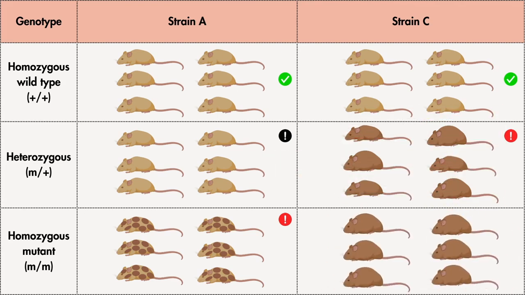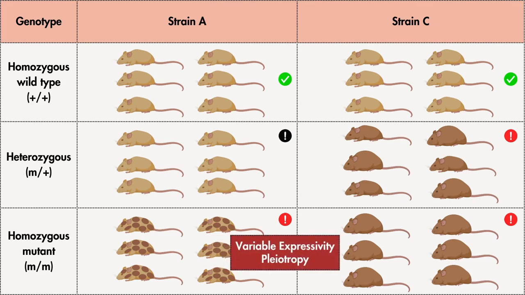In homozygous mutant mice, there were also notable differences in body size compared to strain A. While all mice in strain A were lean, all mice in strain C were obese. Additionally, the coat color shifted from spotted brown in strain A to a solid brown color in strain C. These findings indicate that the M mutation leads to multiple trait alterations. As a result, both variable expressivity and pleiotropy were observed in the affected mice.